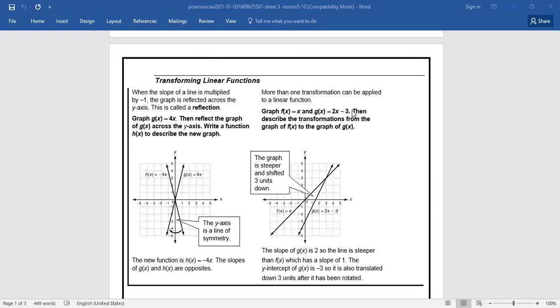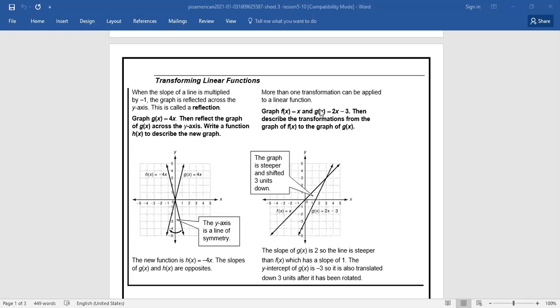So we want to know the type of transformations. To determine the type of transformation, we are going to look at the slope at the beginning. The slope for f of x was equal 1, right? And the slope for the second one is 2. What happened? It increased. g of x is steeper, right? So it will be steeper.